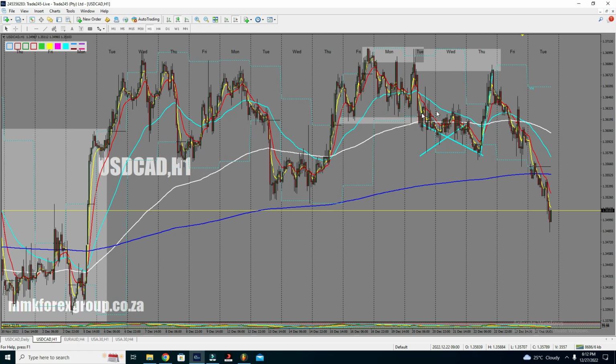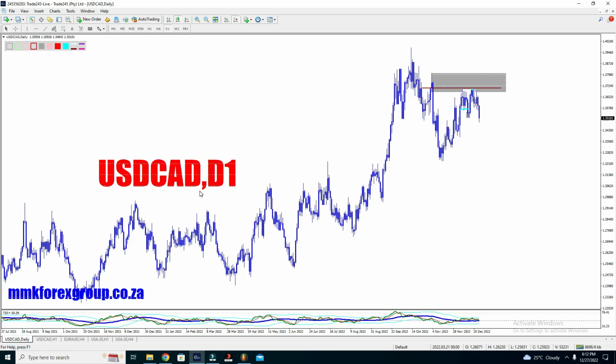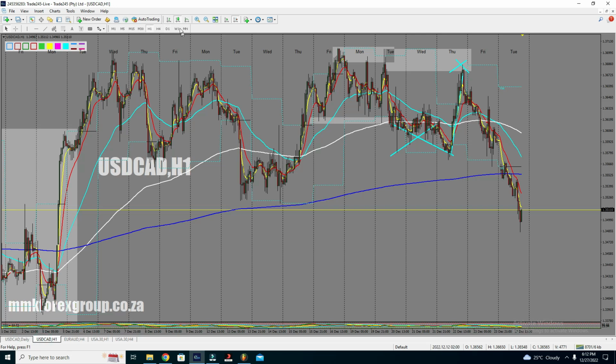So just by understanding that we are moving from a supply zone, and also by understanding with clarity that this is a daily order block, this will help you then trade away from it. Remember, the goal is to trade away from the peak.